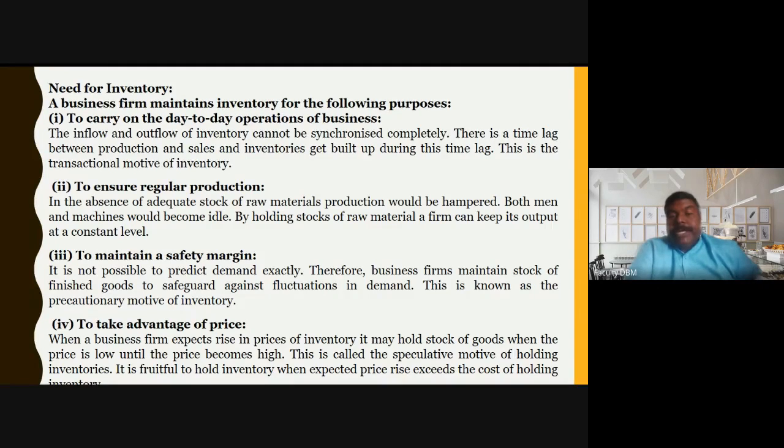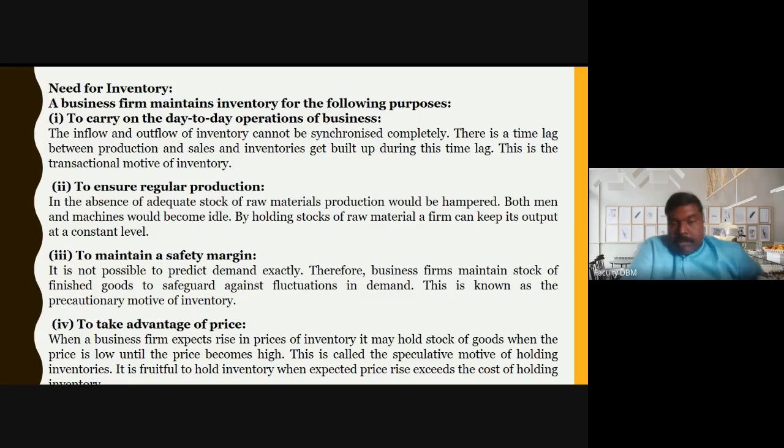So to maintain safety levels, we have to keep a margin, because normally if you go out of stock, then production will be stopped. If production is stopped, the men and machines become idle, and we increase our cost. So to stop this breakdown of machines and men in the process, we compulsorily have to maintain safety margins.